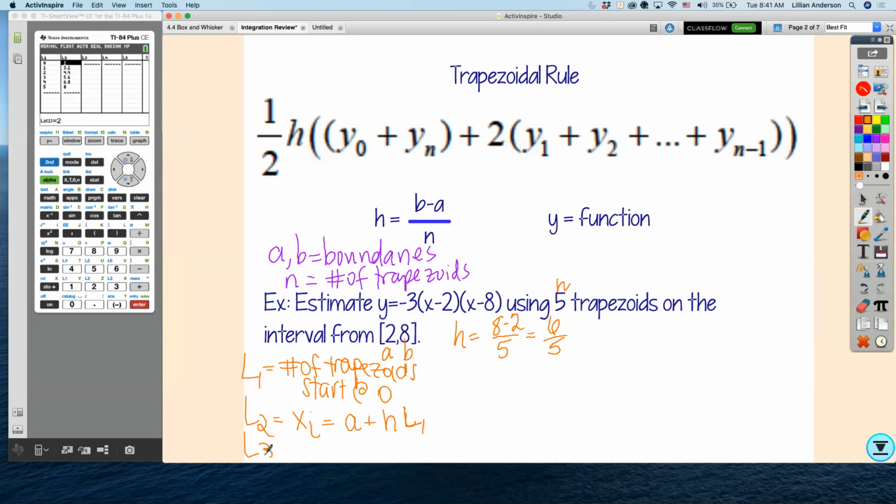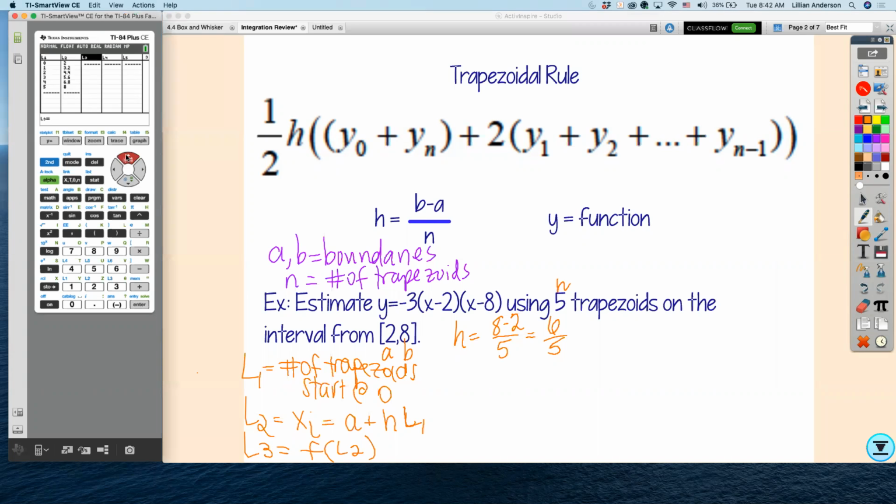Then in L3, that's where we actually put the function to make sure that we populated our Y0, our Y1, our Y2, and so on and so forth. Okay, so in L3, this is where we actually put the function, but we put it with respect to L2. In other words, instead of us typing in X for our function, we're going to let the calculator basically input each of the L2 values.